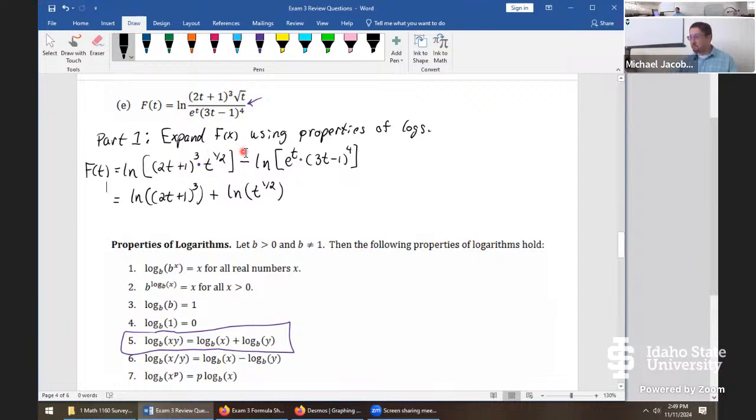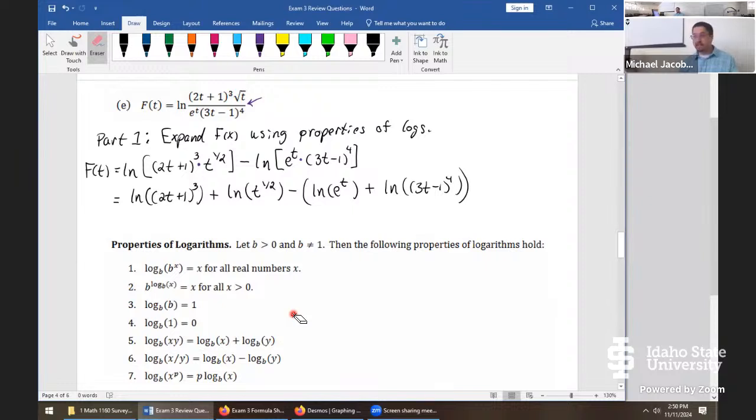There's an extra danger in this problem. That negative sign is a nuisance when the product rule comes up again, because we do have to distribute this through. So a good call is to just start with a negative sign and a parenthesis. Here we use the product rule again and get natural log e to the t plus natural log 3t minus 1 to the 4th power. That's a lot of closed parentheses right here. But so far, so good. We're going to need to distribute the negative sign in, but we're still needing one more property.